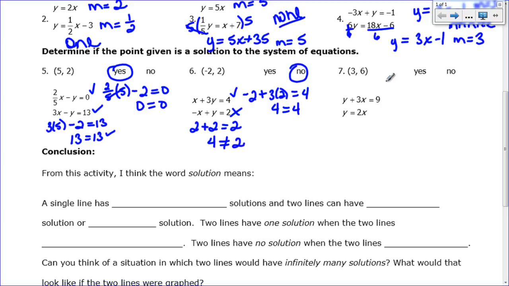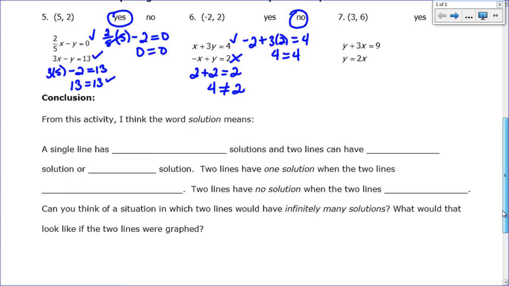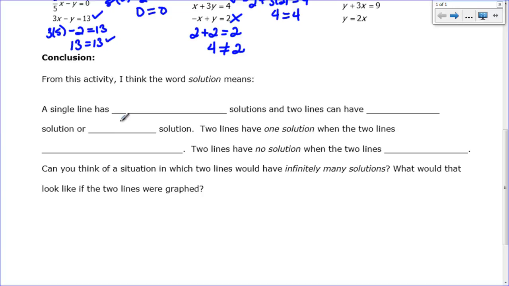So if you want to try number 7 just for the practice, plug the points in and make sure that it makes both equations true. As long as it makes both equations true, then it's a solution. So our conclusion really quick.